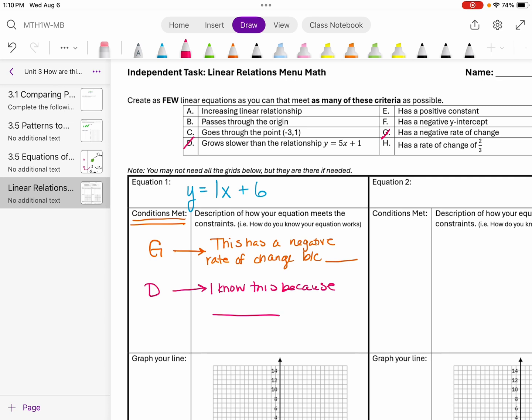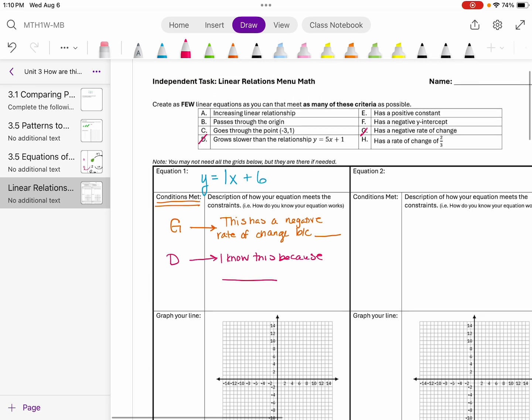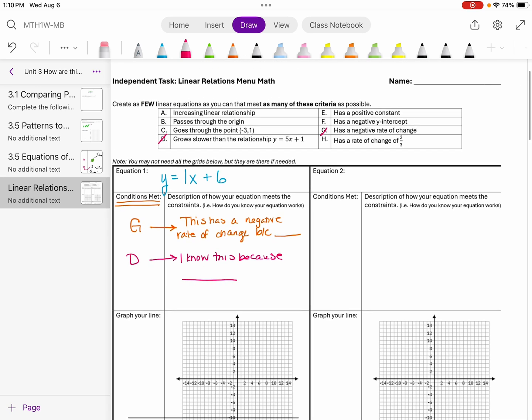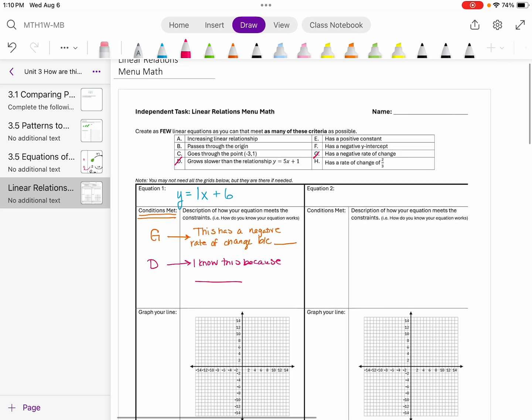Once I have found the equation and written the conditions that it meets, then I'm going to graph the line of my equation. Then I'm going to come back up to my criteria and create a second equation. My goal is to have as few equations as possible. So you could get full marks by maybe doing one or two graphs. You might not need all four.